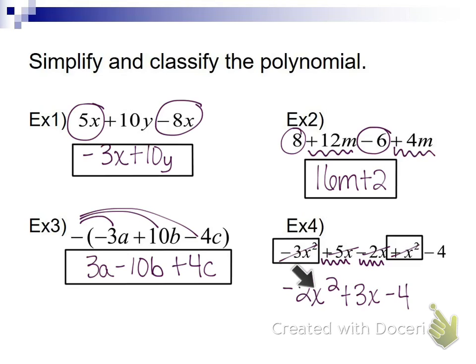Can we combine the negative 2x squared with the 3x? Why not? Because that one has an exponent and the other one doesn't. You're on the right track. They do both have exponents, but they are not the same exponent, right? This one's squared. This one is technically to the first power. So they have to have the same exponents and the same variables to combine.